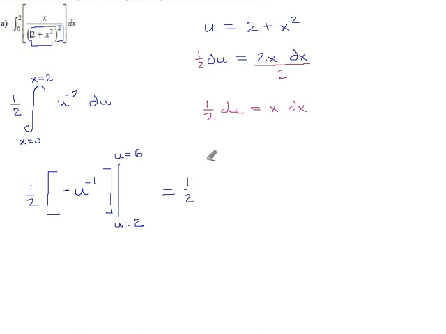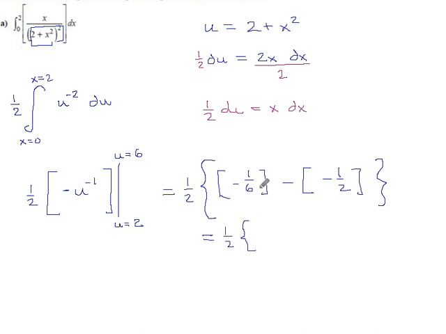We have a 1/2 parked out front of everything. And then inside that we plug in 6, so we get minus 6 to the minus 1, which is minus 1/6. Minus, and now we plug in 2 and we get minus 1/2. Fractions. Common denominator for these would be 6, so we get minus 1 over 6. Negative times negative cancels. 1/2 is 3 over 6. Minus 1/6 plus 3/6 is 2/6, so we get 1/2 times 2/6, which is 2/12 or positive 1/6.